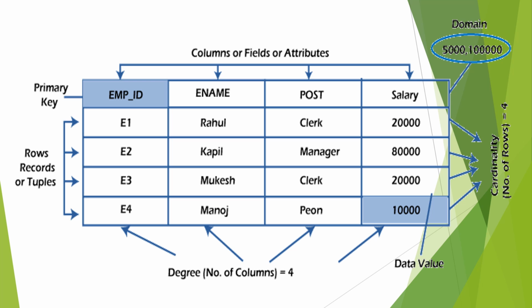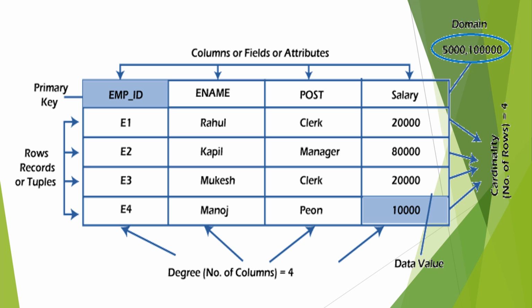Now here the employee ID, the name, the post and salary, these are the attributes of my table, and the records are like first record is having employee ID E1, the employee name is Rahul, the post is clerk and salary is 20,000. Likewise, the second record employee ID is E2, the employee name is Kapil, manager and 80,000 salary. So whatever the data is shown in the form of row is known as the record or the tuple, and the data represented in the form of the column or the column heading is known as the attributes.